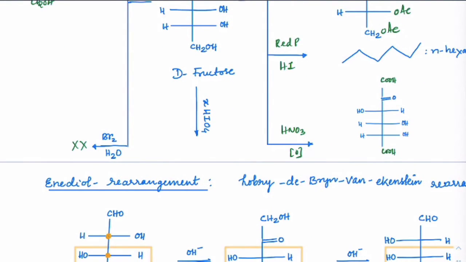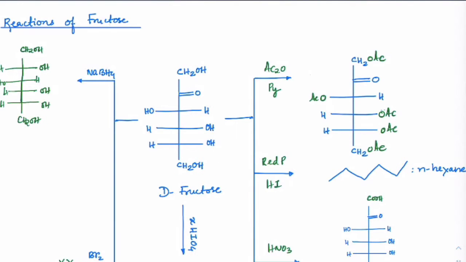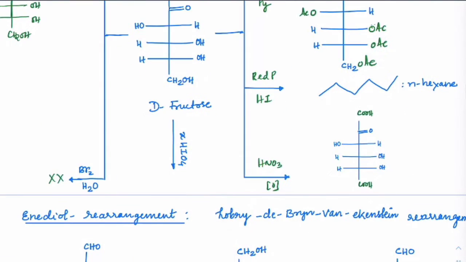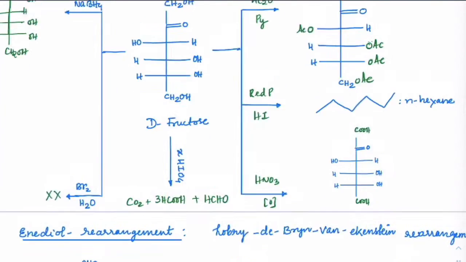If you react that with HIO4, how many moles will it consume? Not 5 moles, because it is a keto form. It will break here, here, here, here also and here also, but this carbon will become carbon dioxide. So I guess you remember that. We will have one carbon dioxide, 3 moles of HCOOH, and 1 mole of HCHO. This will be the products you will get from D-fructose.